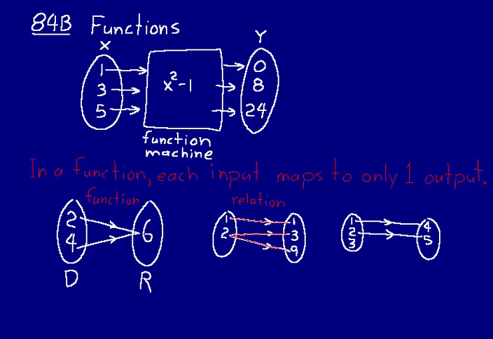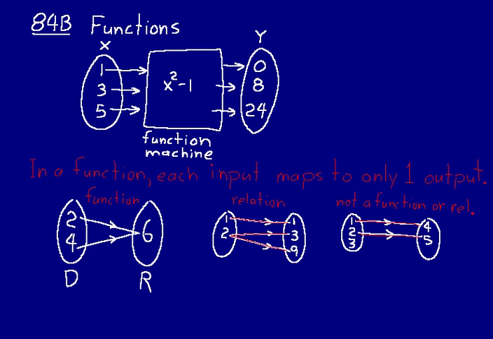And then the last one here, we have a 1 mapped to a 4, a 2 mapped to a 5, and a 3 that doesn't map to anything. Now a function has a very specific definition. Each input has to map, or be directed, to only one output. If it's not, then it's not a function. So that example on the end there is not a function. And it's not a relation either, because 3 is not related to anything. So it's neither a function nor a relation.